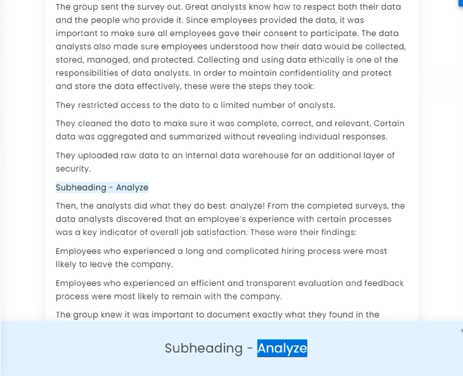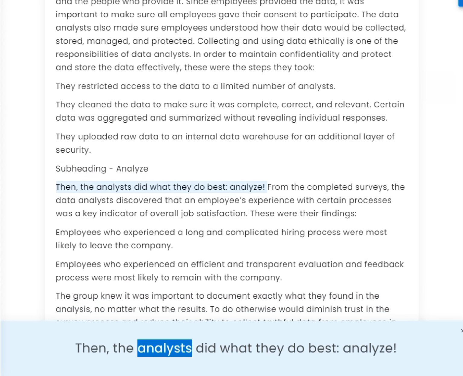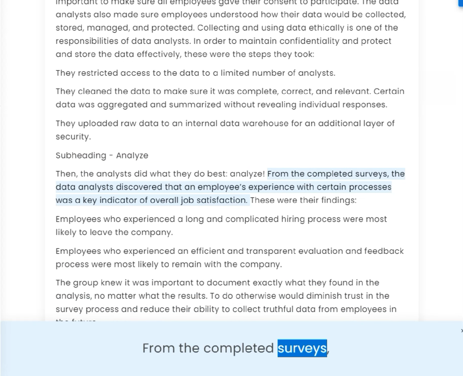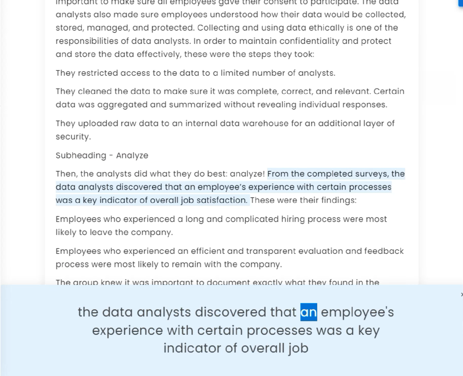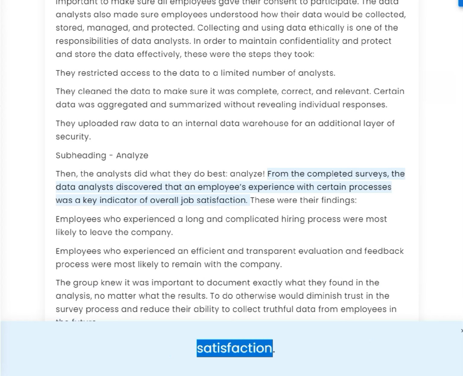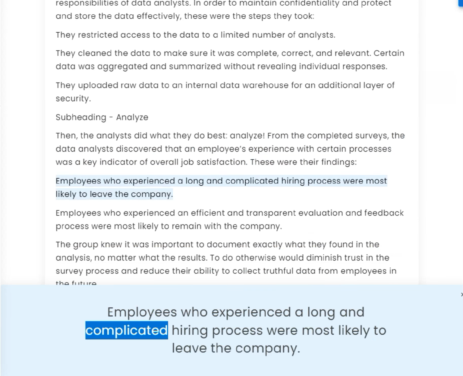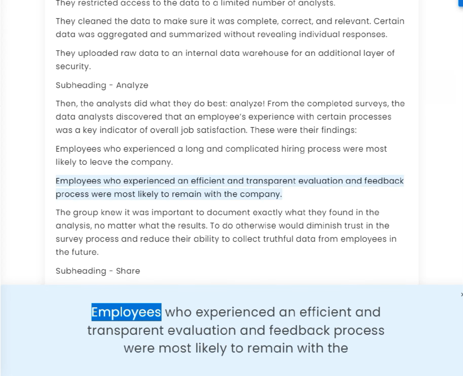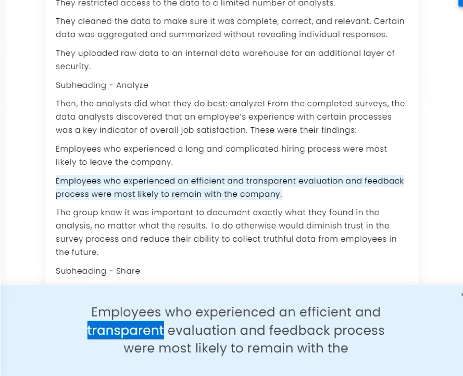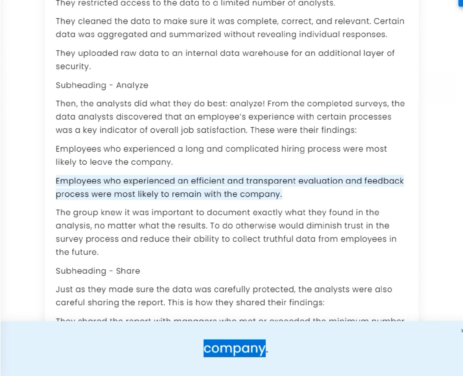Step four, analyze. Then, the analysts did what they do best, analyze. From the completed surveys, the data analysts discovered that an employee's experience with certain processes was a key indicator of overall job satisfaction. These were their findings. Employees who experienced a long and complicated hiring process were most likely to leave the company. Employees who experienced an efficient and transparent evaluation and feedback process were most likely to remain with the company.